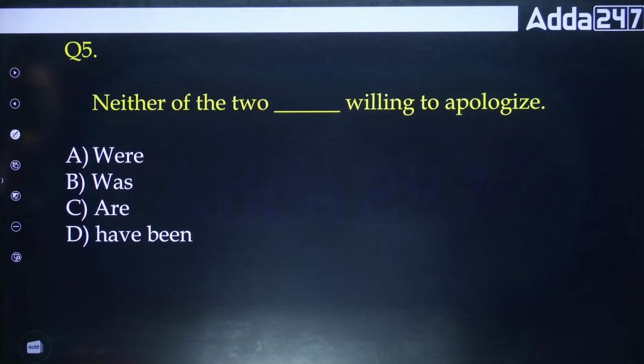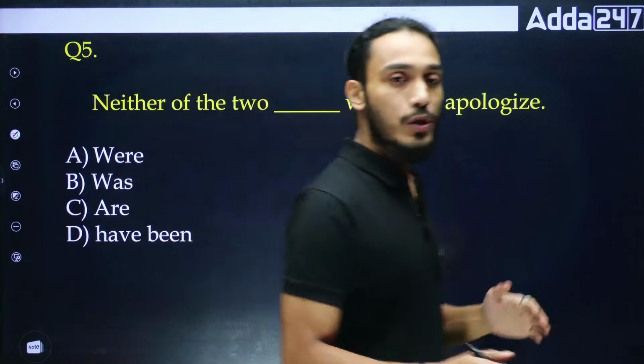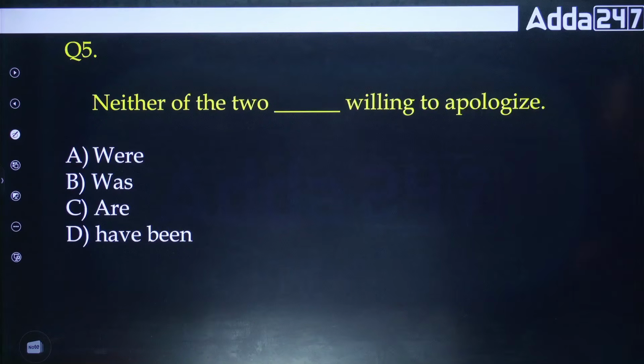One last question for you guys today. I'll show you one last trick here. Neither of the two dash willing to apologize. In this kind of scenario, which of these words would be correct? Which one do you think would be correct? These are very common questions in the exam, students. These are the kind of questions that you will see in the exam. So which one of these options would be correct?